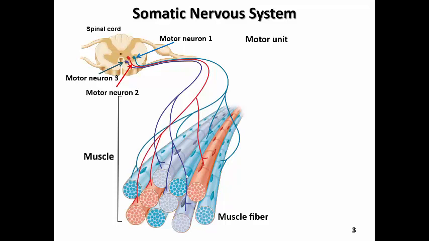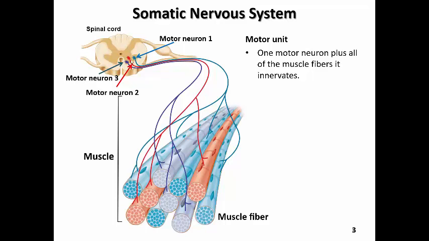A new term here is called the motor unit. And the motor unit is a term that refers to a single motor neuron, could be any one of these three, and all of the muscle fibers it innervates.